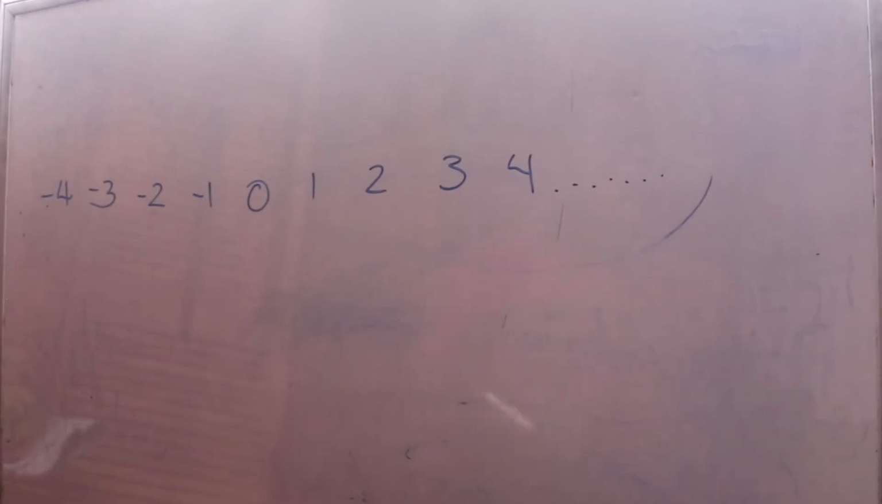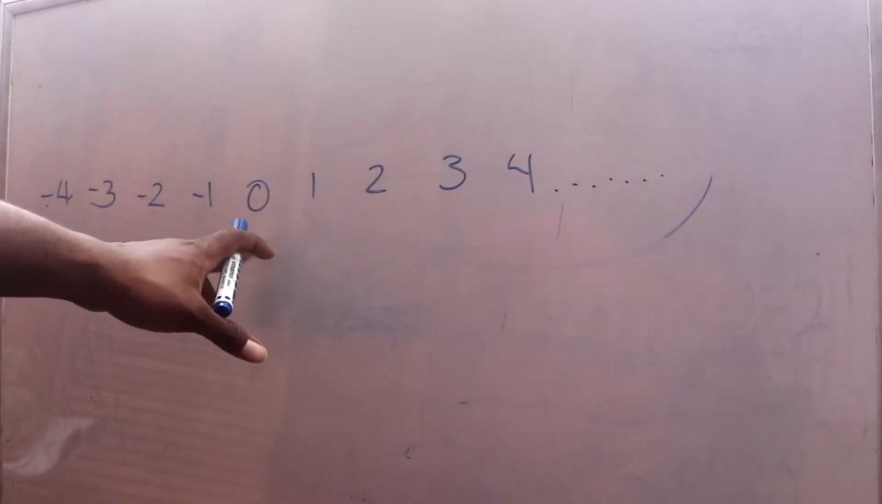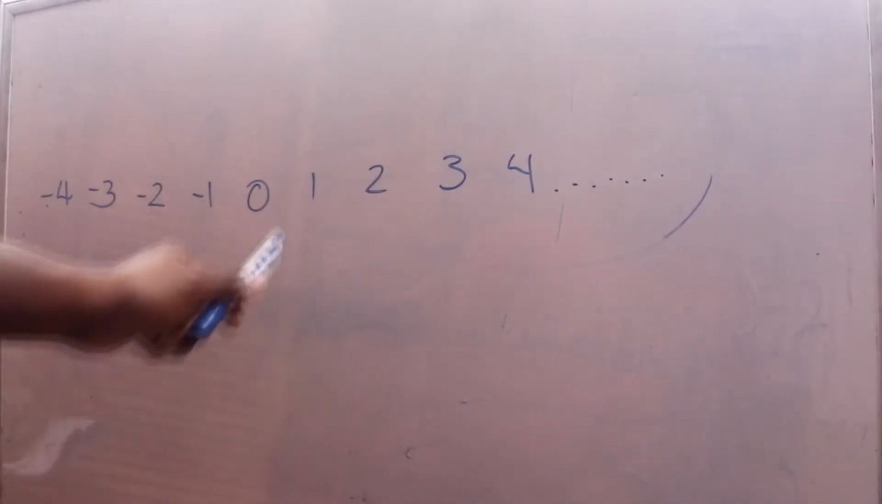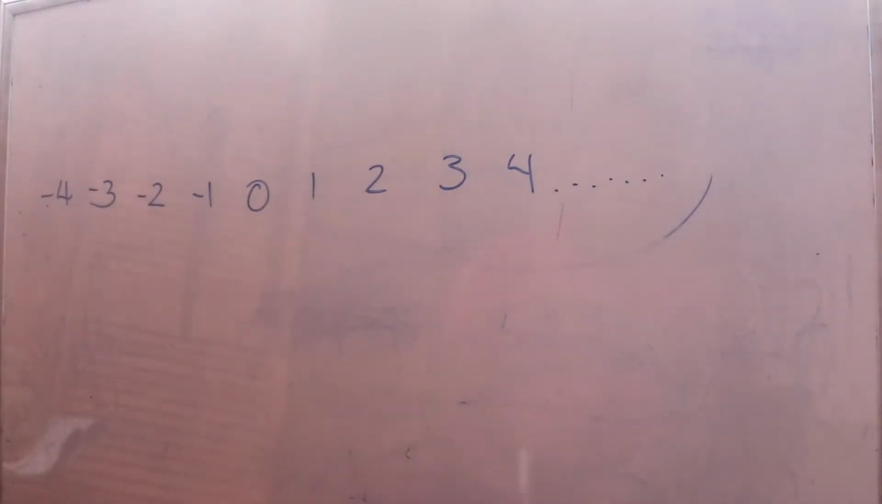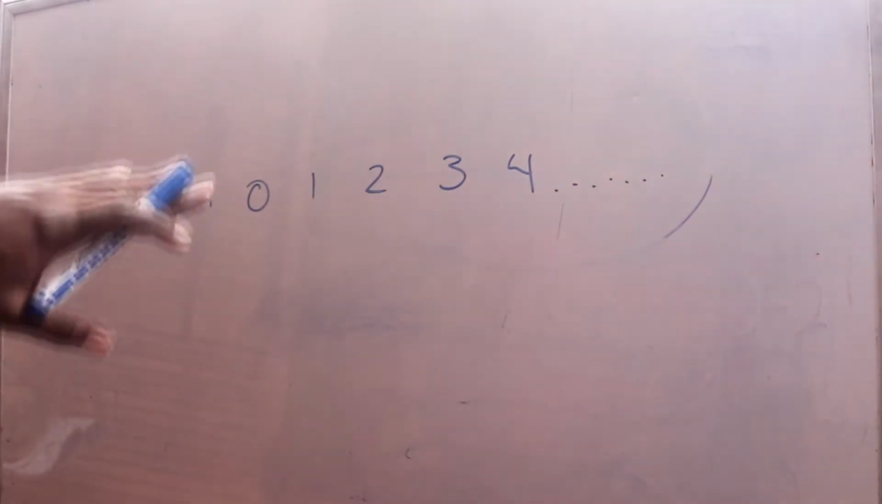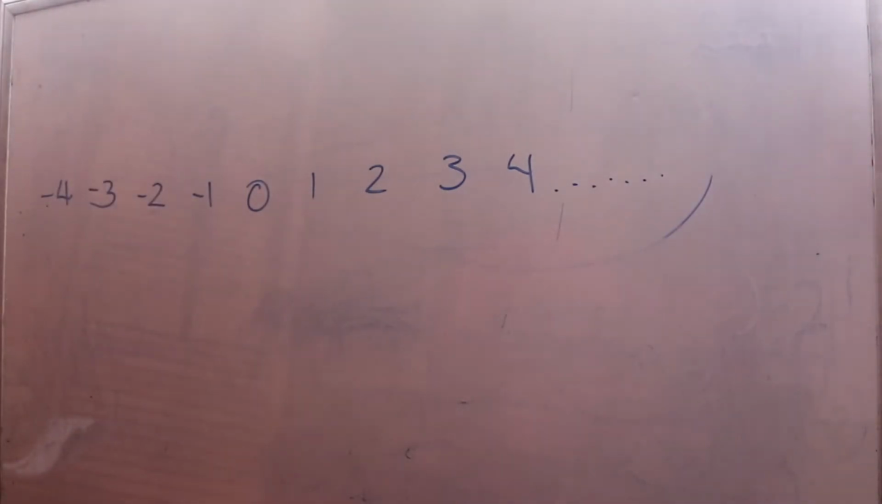Alright, so today we're looking at multiplying and dividing directed numbers. I have my 0 right here in the middle, and I have 1, 2, 3, 4. Remember this is called the number line. We're just going over from 2 terms ago.